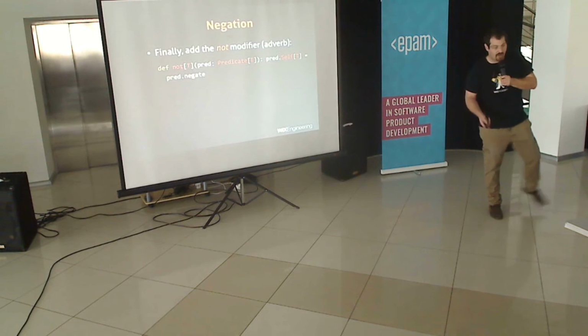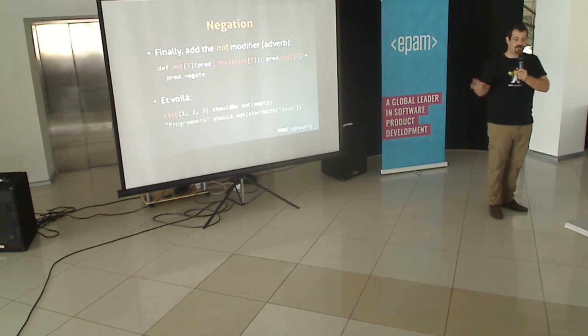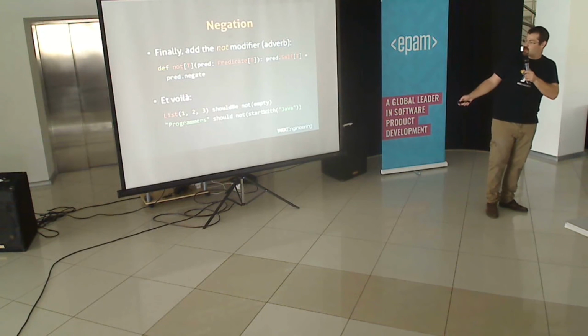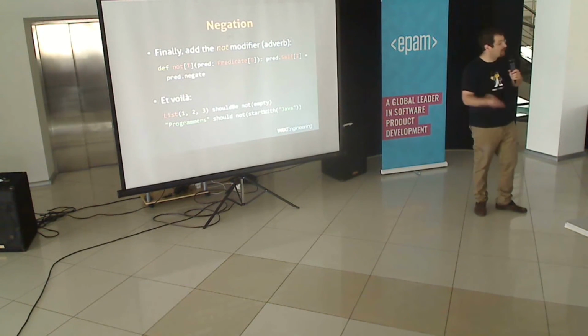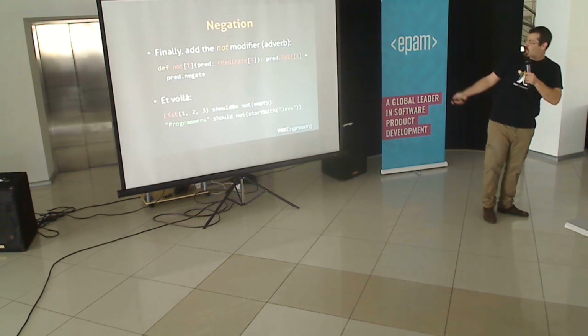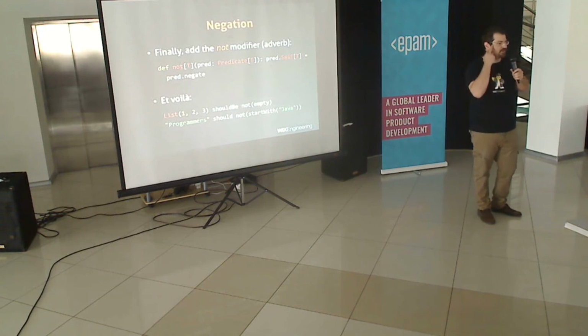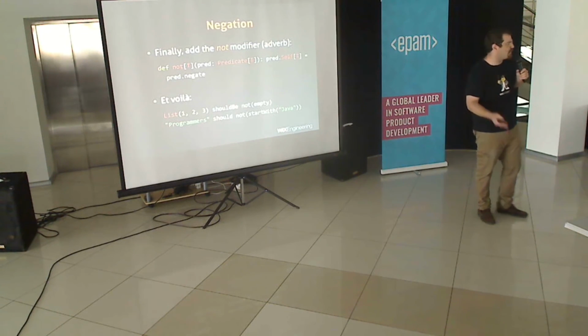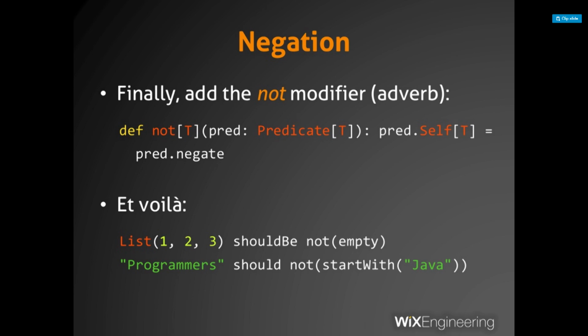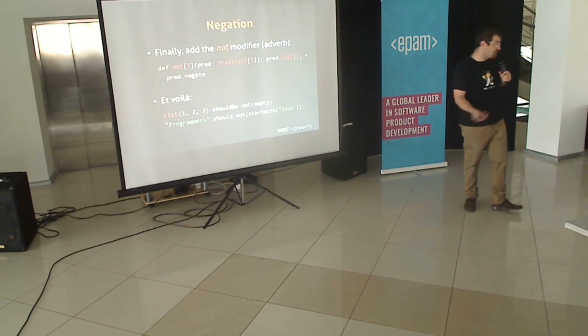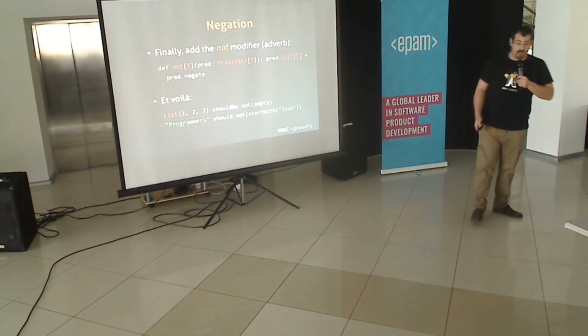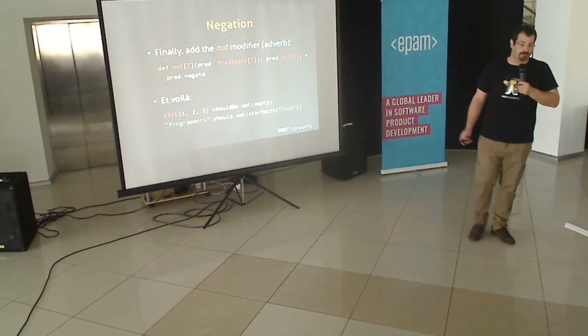And once we have those parts in place, voila. List 1 to 3 should be not empty. Programmers should not start with Java. All for the better. I was wondering if I should go with basic, Ruby or Java, but I figured there might be Ruby programmers and basic is easy to pick on, so Java. Right. So this works, and this is pretty much it.